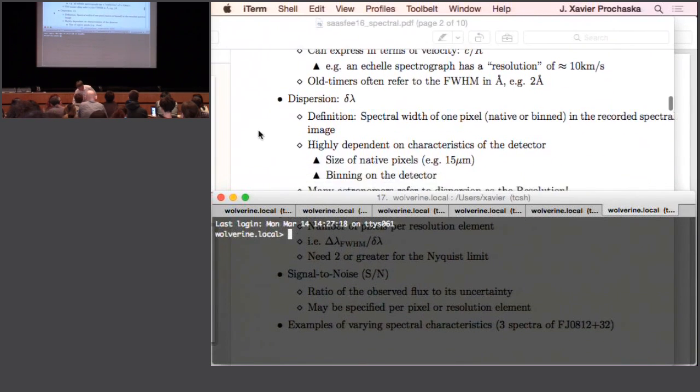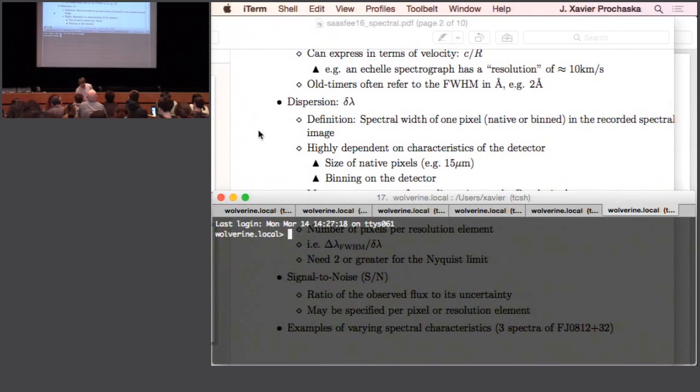For completeness, let me introduce a few other quantities. Dispersion, as I define it, and I think the way it should be used, is the spectral width of 1 pixel on the image that you've recorded. I suppose it makes a little more sense to be the width of 1 pixel on the native pixel on the detector, but we can often bin pixels on the detector, so it generally makes more sense to speak of the recorded data as opposed to the native pixels. You should be thinking of just the width of a pixel in your spectrum.